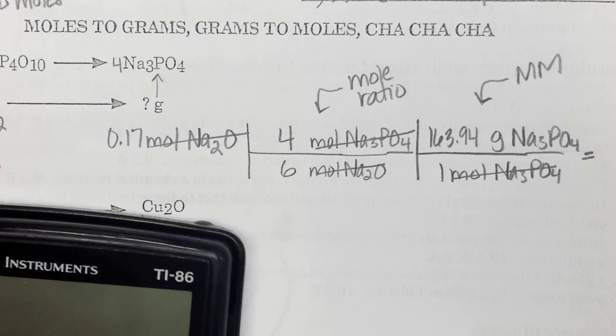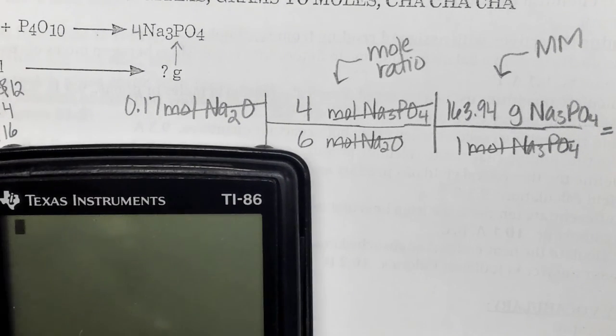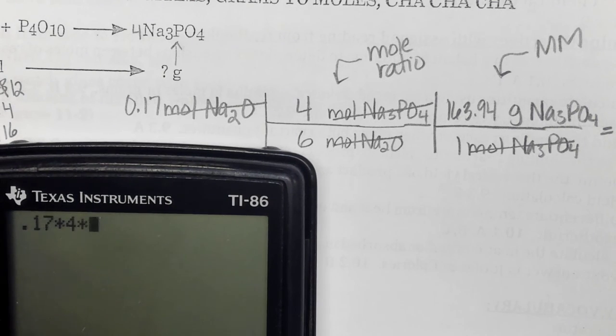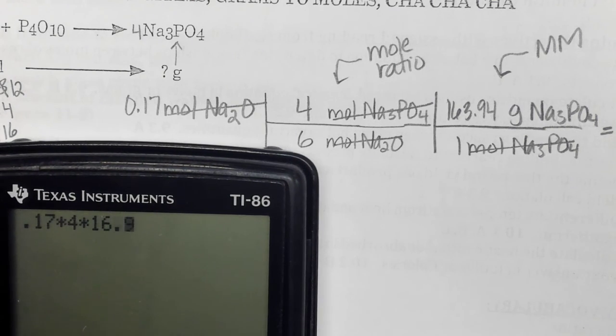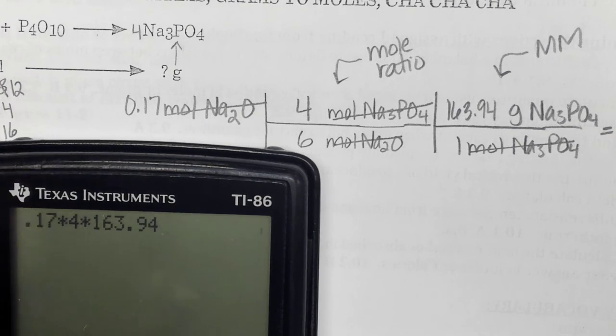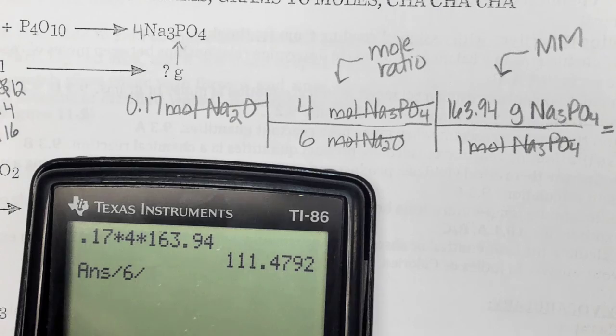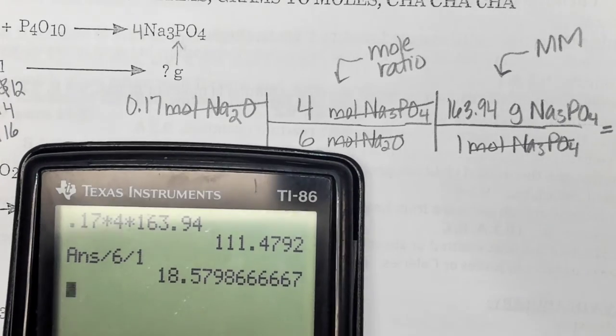So we grab our calculator and we multiply, multiply, multiply, divide. 0.17 times 4 times 163.94 equals, right, divided by 6 divided by 1 equals.